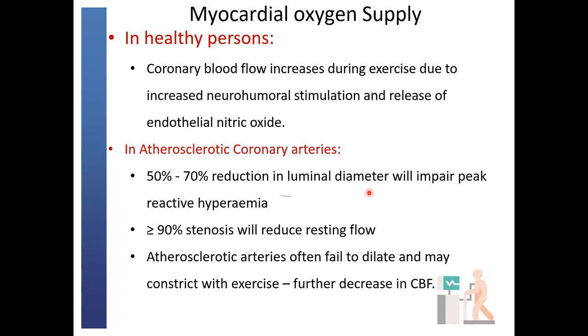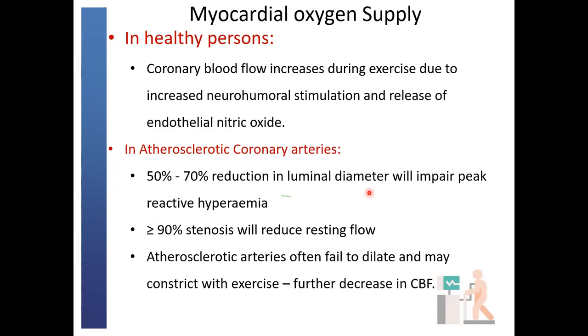In the healthy person, coronary blood flow increases during exercise due to increased neurohumoral stimulation and release of endothelial nitric oxide. However, in atherosclerotic coronary arteries, when there's about 50 to 70% reduction in luminal diameter, this will impair peak reactive hyperemia. And when there is greater than 90% stenosis, it will reduce the resting flow, not necessarily only when there's exercise.